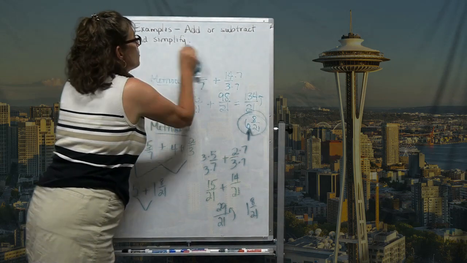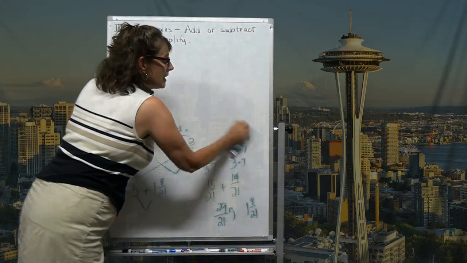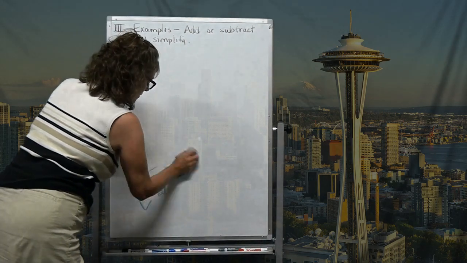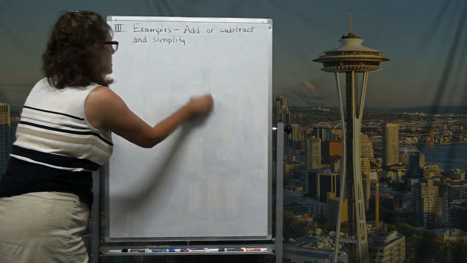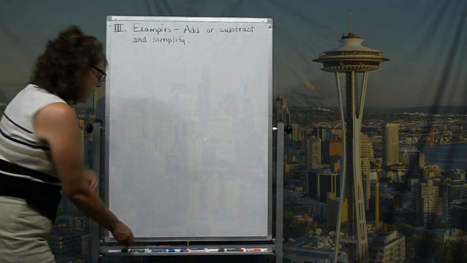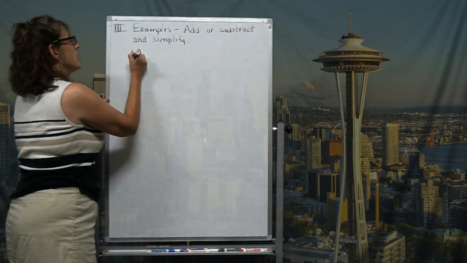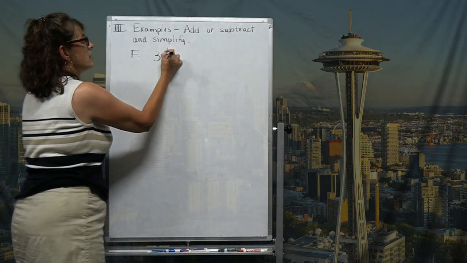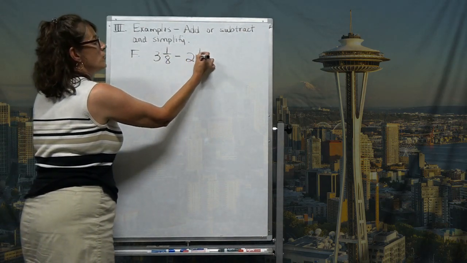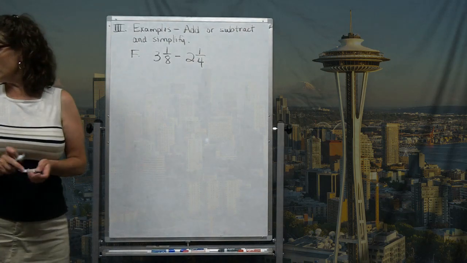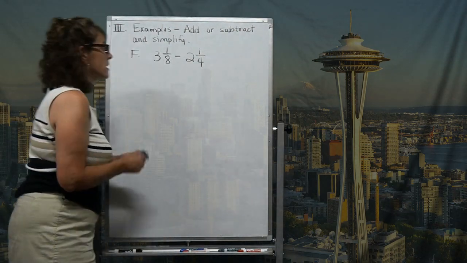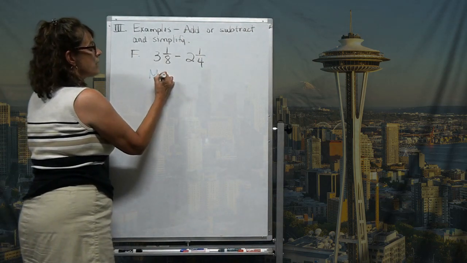All right, just 2 more examples. Again, I just really like for us to see lots of examples so that we feel really comfortable with everything, good and solid with it. So now let's take a look at 3 and 1/8 minus 2 and 1/4. Good, because we've not seen a subtraction problem yet. So let's go with that first method.